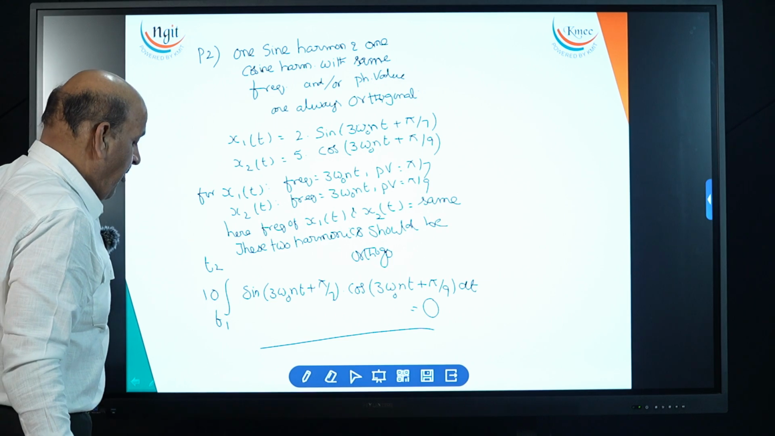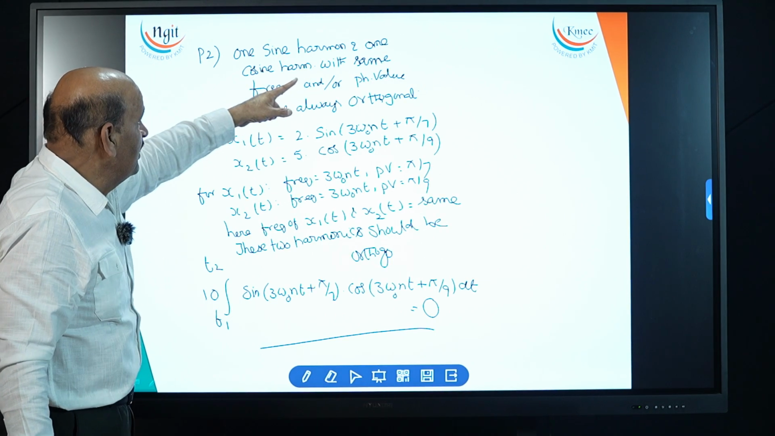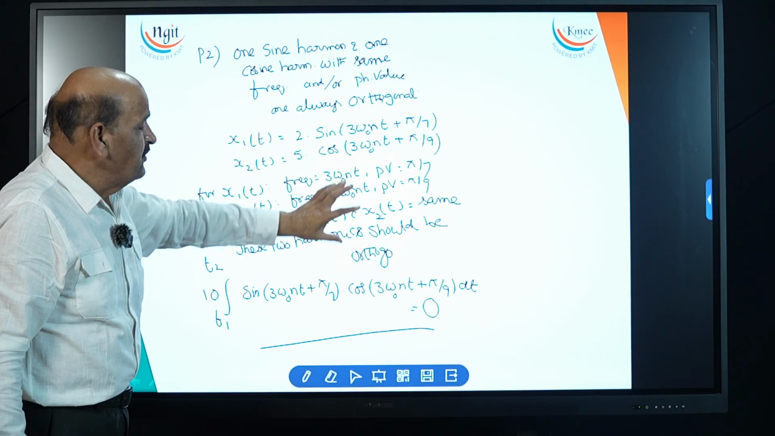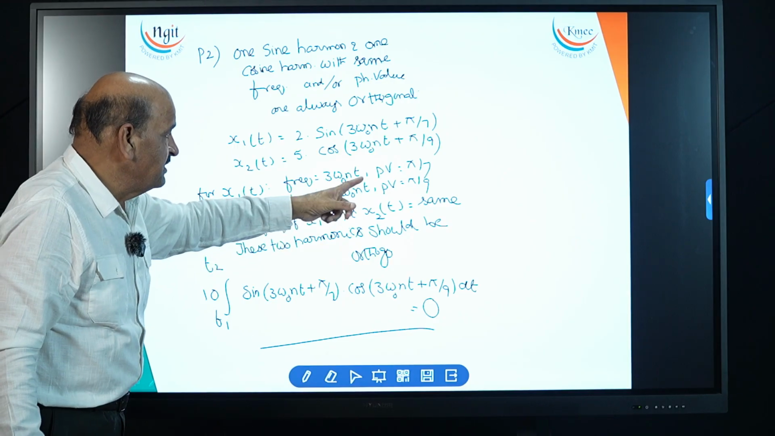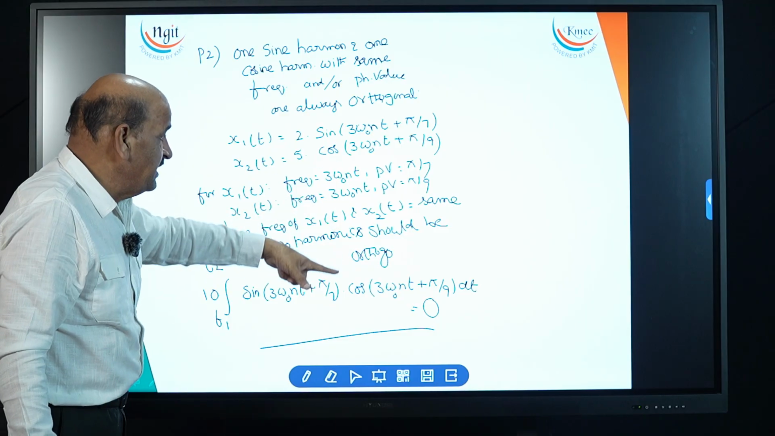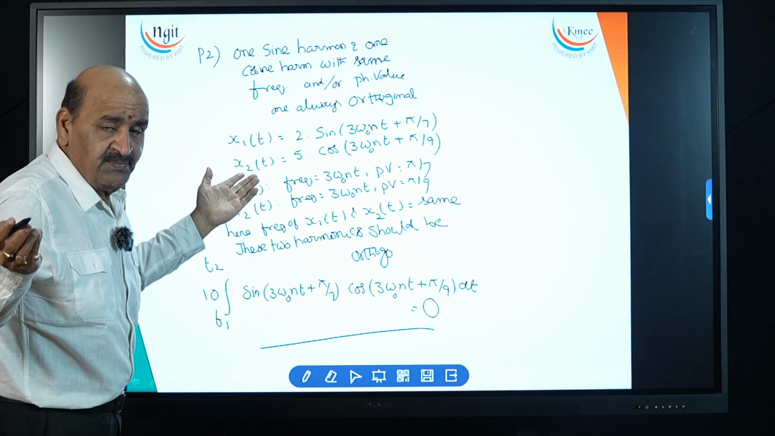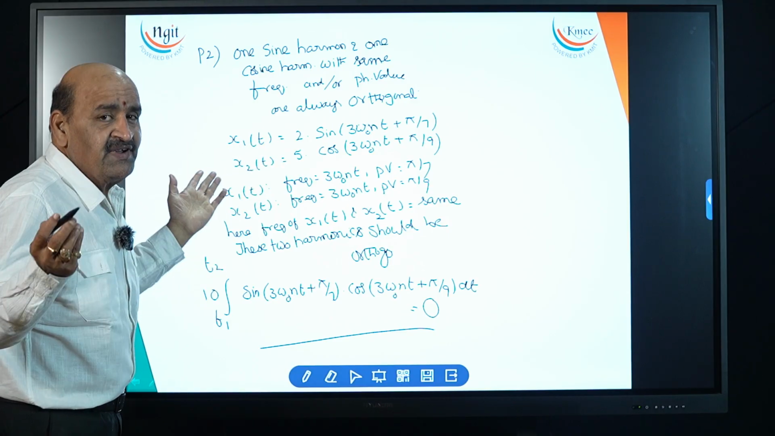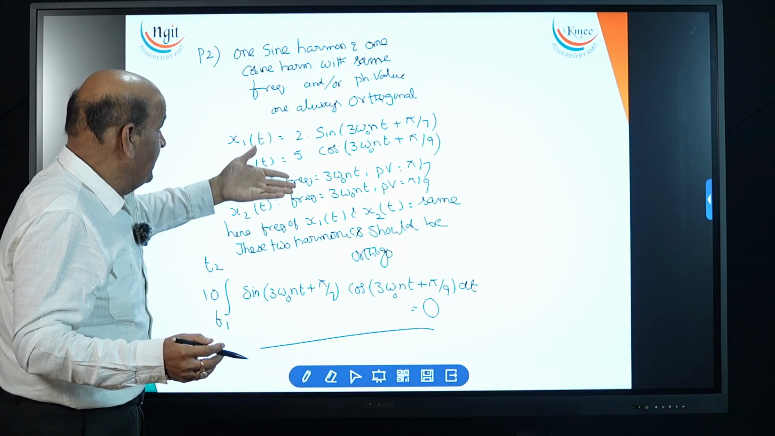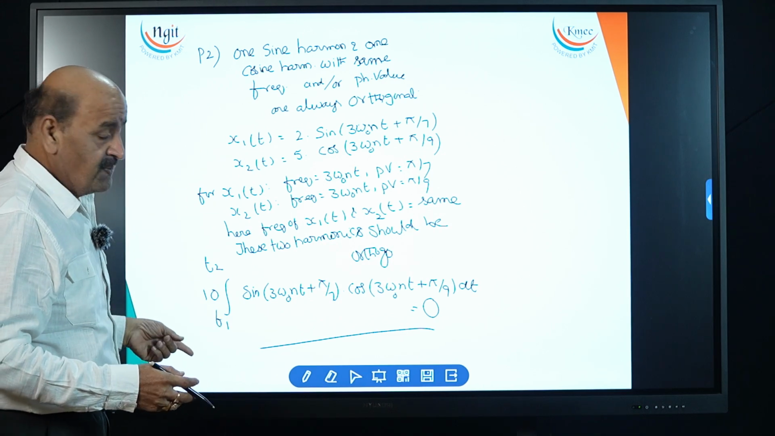Now just look at, this is one sine harmonic and one cosine harmonic with the same frequency and or phase value. There is no need to depend upon the phase parameter. It may be equal, may not be equal, but the frequencies should be equal. In the previous case, two harmonics with different frequencies and different phase values are orthogonal. Here, in this case, these two are orthogonal. This is the second property.